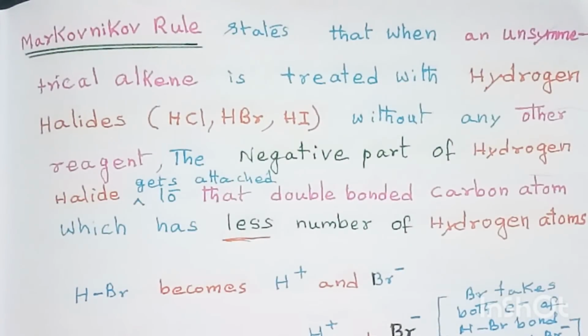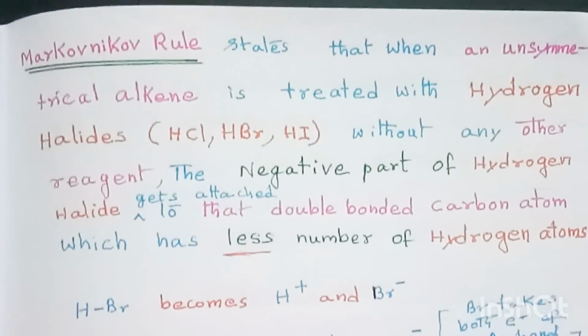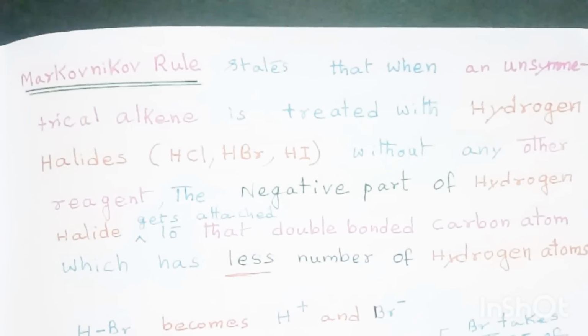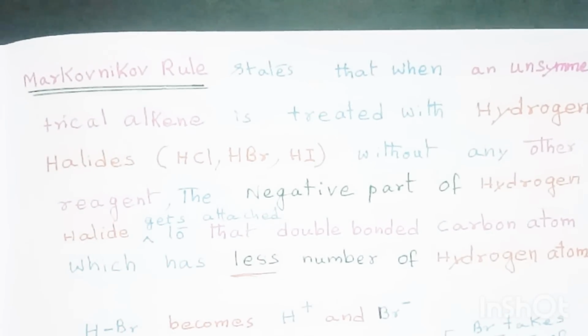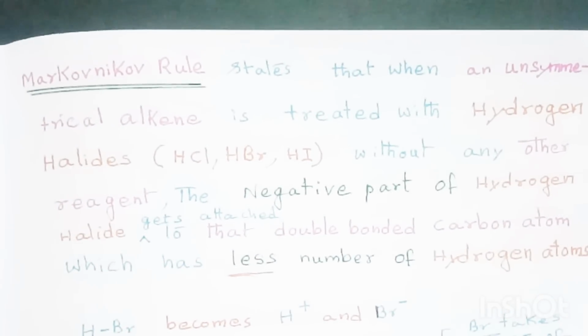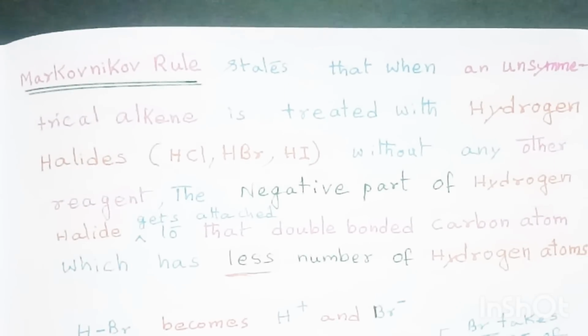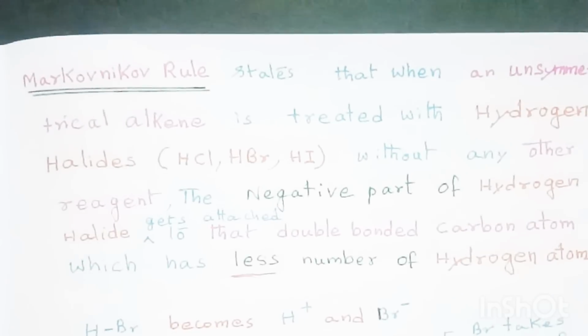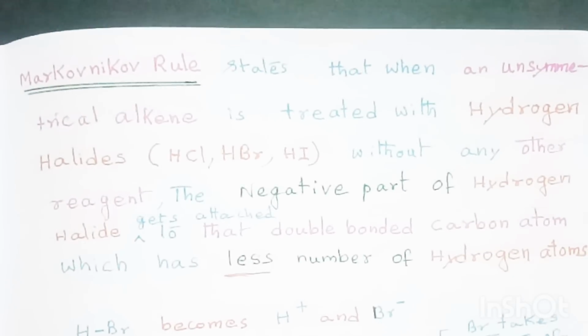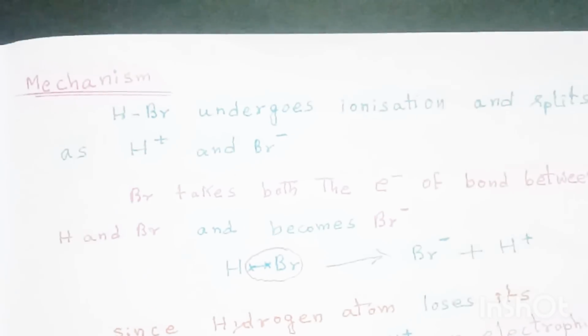So when an unsymmetrical alkene is treated with hydrogen halide, we get 2-bromopropane or 2-iodide or 2-chloride as major products. Let's see the mechanism.